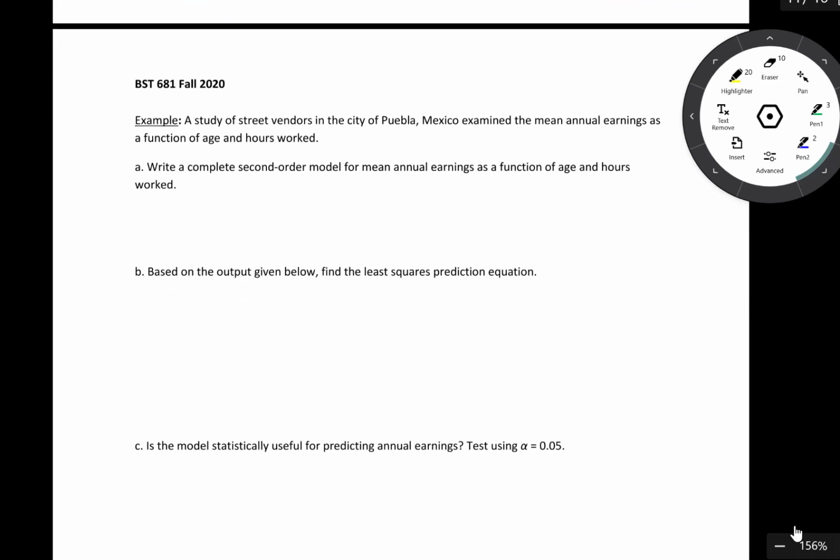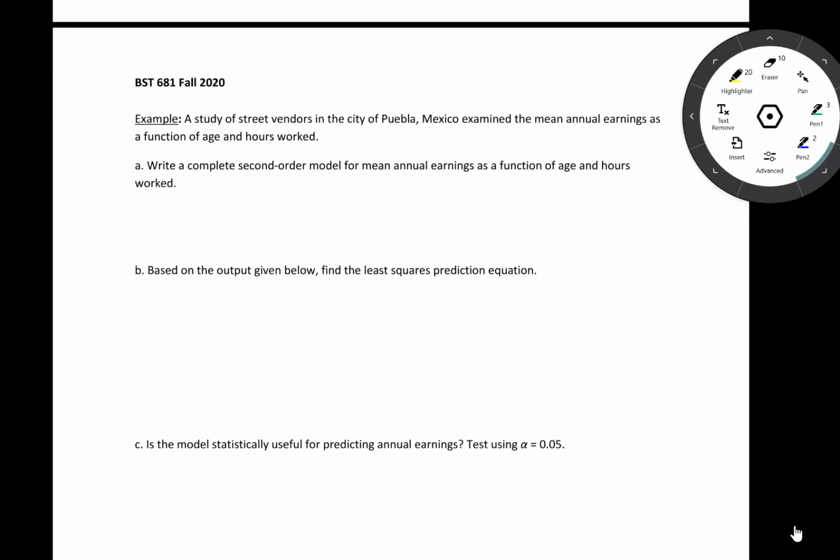All right, let's look at an example. A study of street vendors in the city of Puebla, Mexico examined the mean annual earnings as a function of age and hours worked. We're going to start out by writing a complete second order model for the mean annual earnings as a function of age and hours worked. Here we're going to treat age as x1 and hours worked as x2. So here is our complete second order model.